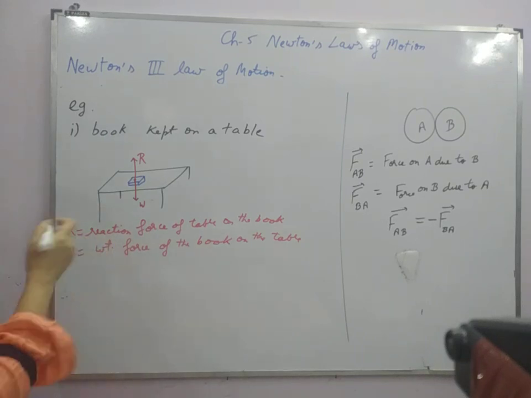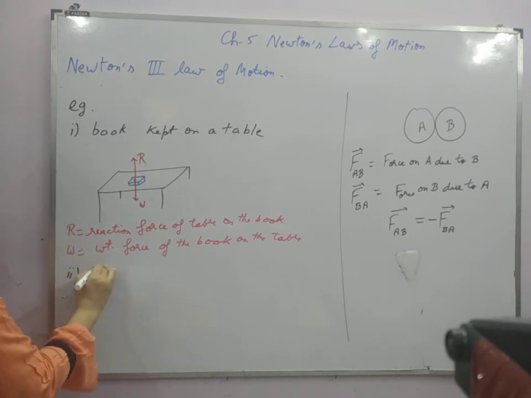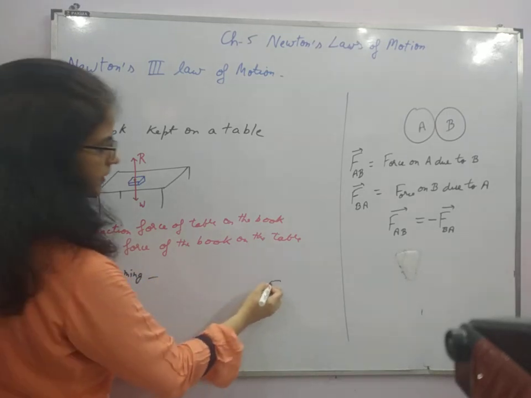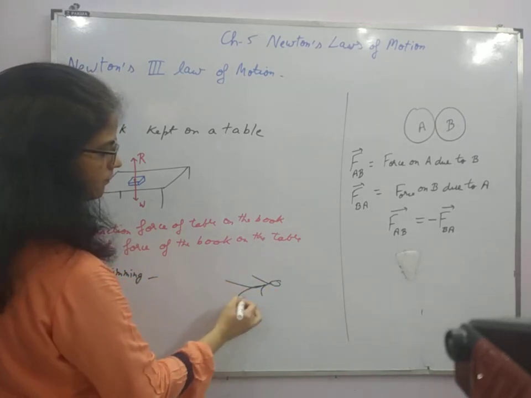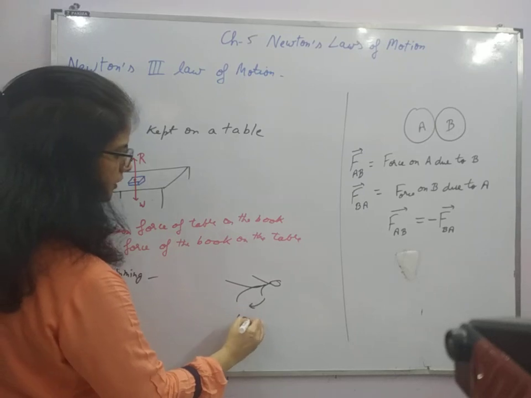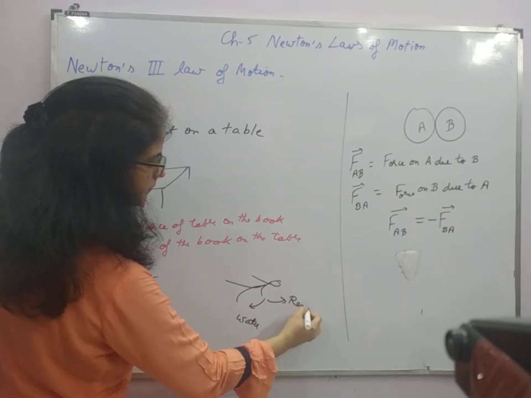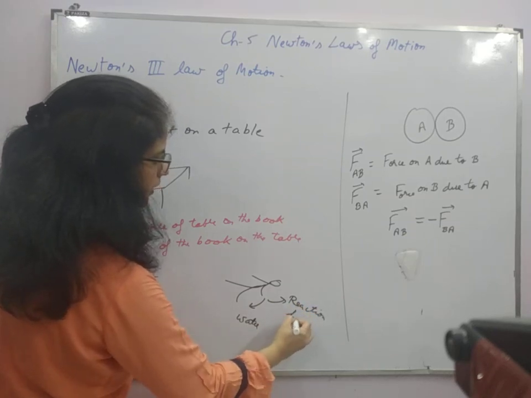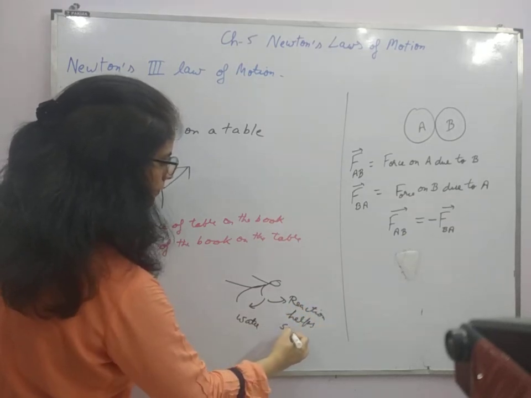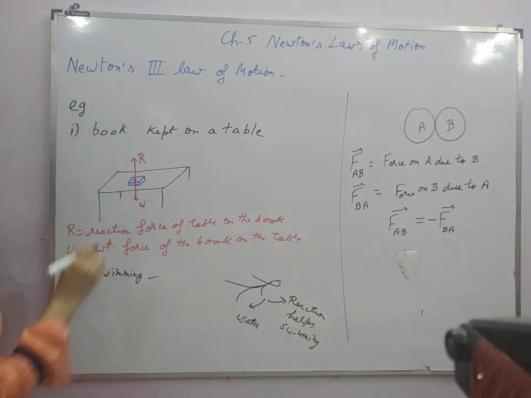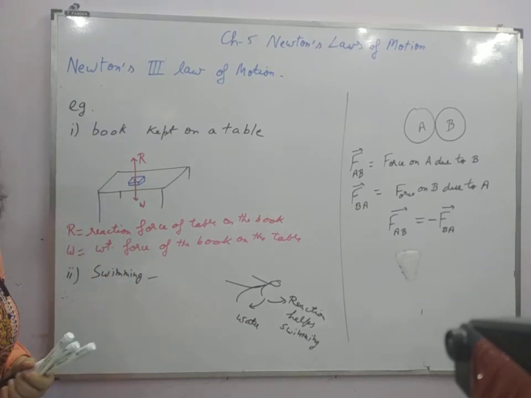Then we have another example, second, that is swimming. In swimming, what happens is that the person sends the water backwards, and the reaction of the water helps in swimming. Okay, so this is also a case where the third law is visible.